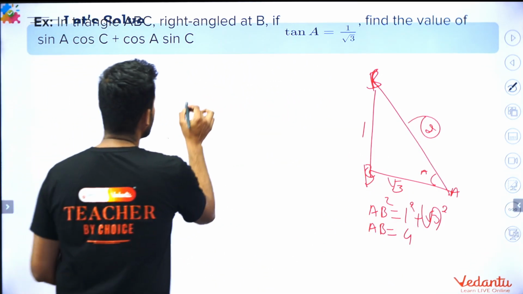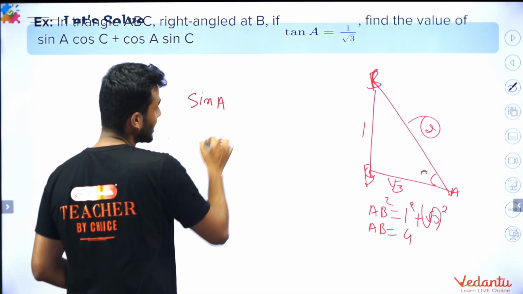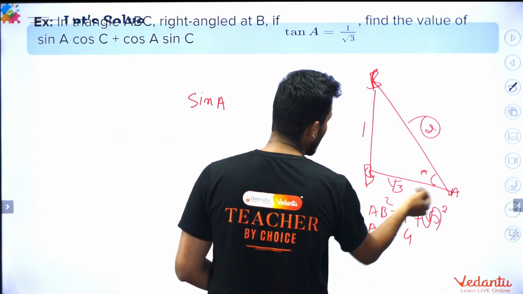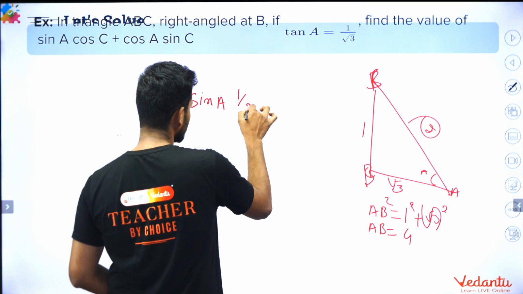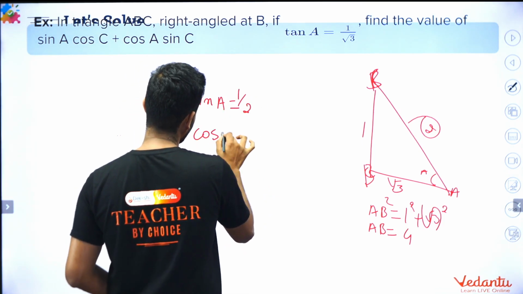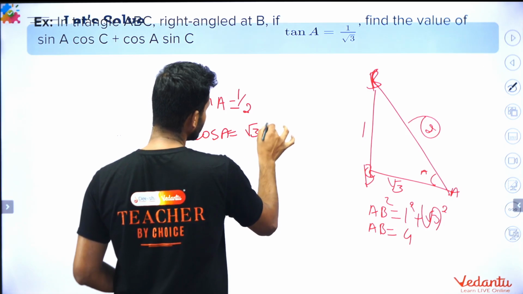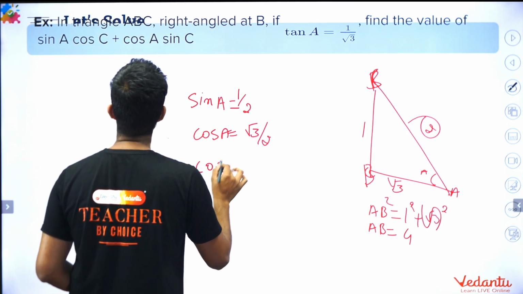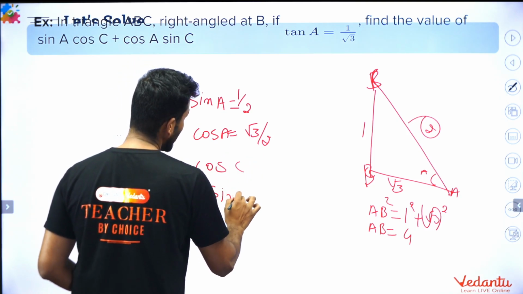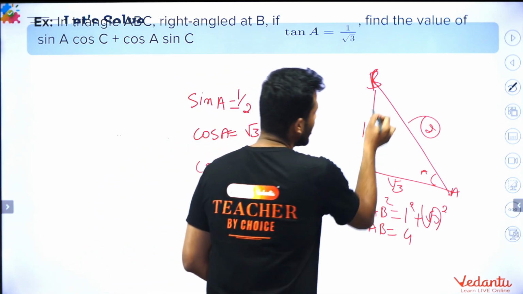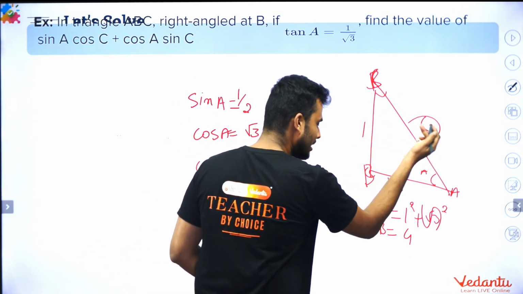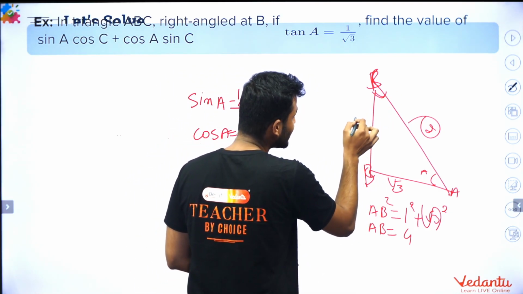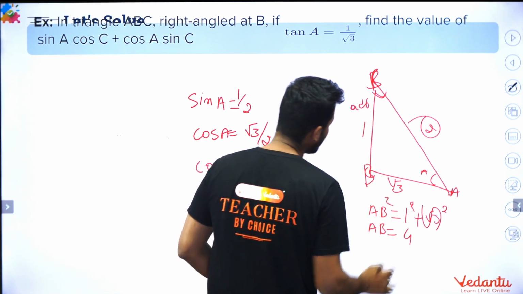Then what is the value of sin A? Sin A is equal to opposite by hypotenuse, that is 1 by 2. What about cos A? Root 3 by 2, adjacent by hypotenuse. Then cos C and sin C. If we take this angle, the hypotenuse is the same, the long side. But if we take this angle, this side becomes adjacent and this side becomes hypotenuse.